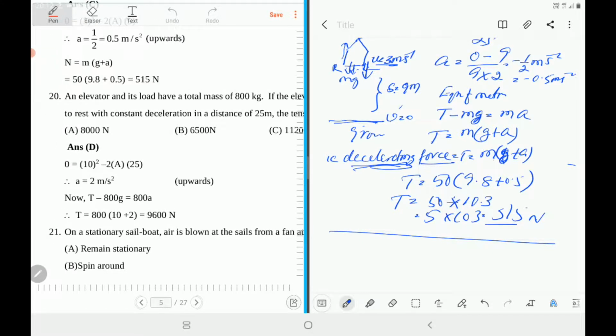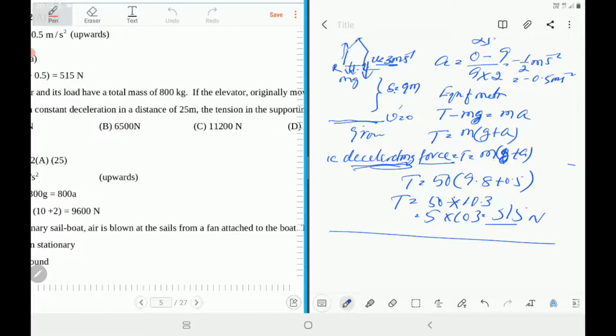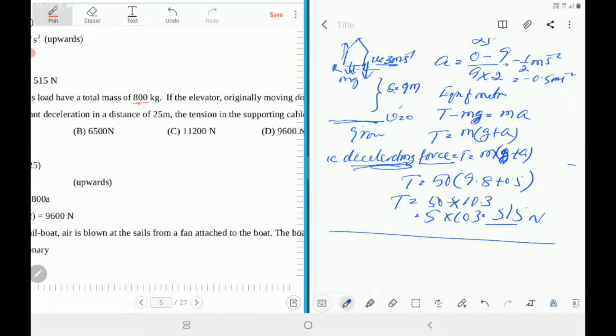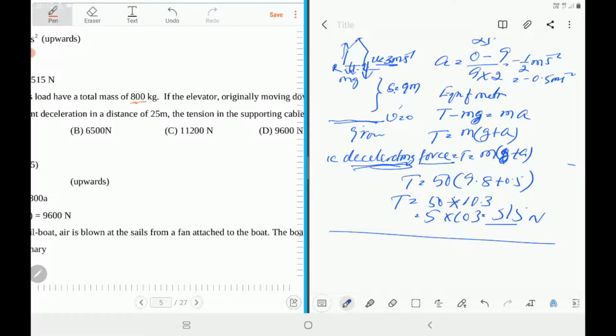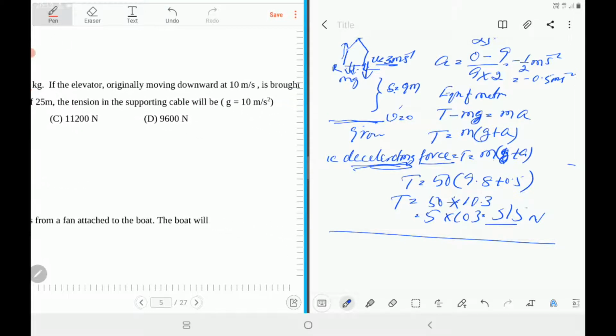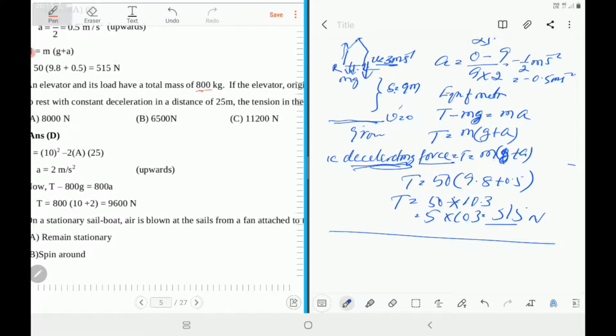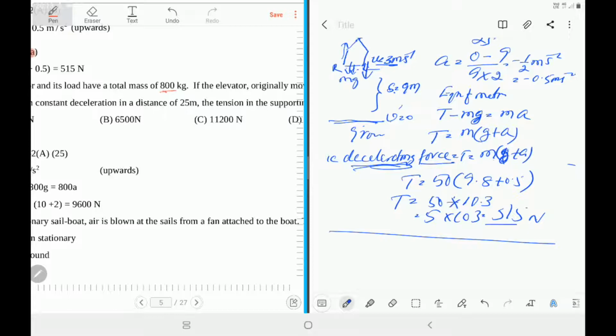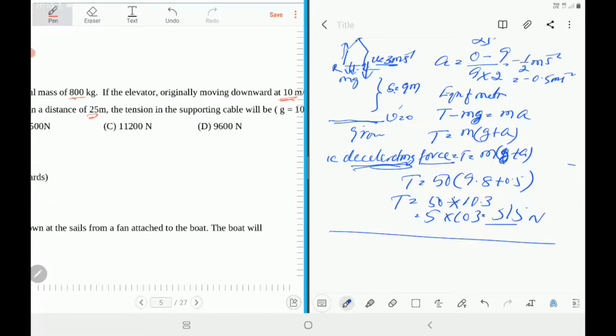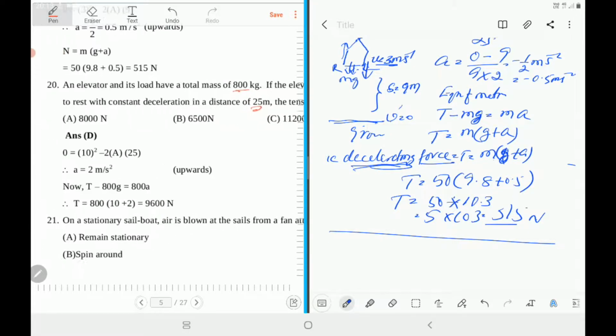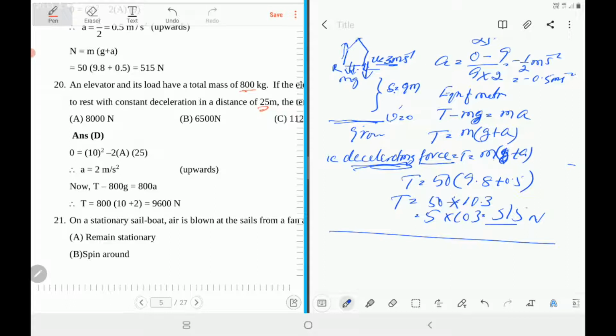What is that? 20th. An elevator and its load have total mass 800 kg. Load and elevator. If elevator means lift. If the elevator originally moving downward with a velocity 10 meter per second is brought to rest with a constant deceleration at a distance of 25 meter, the tension in the support cable, same approach, no change.